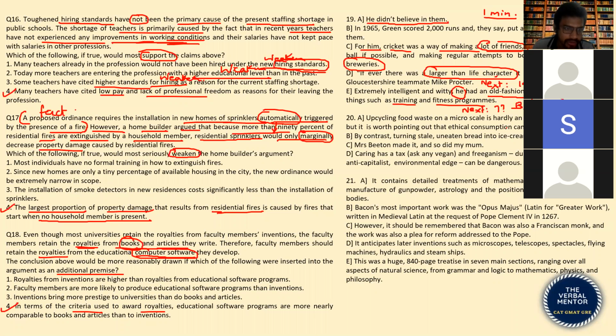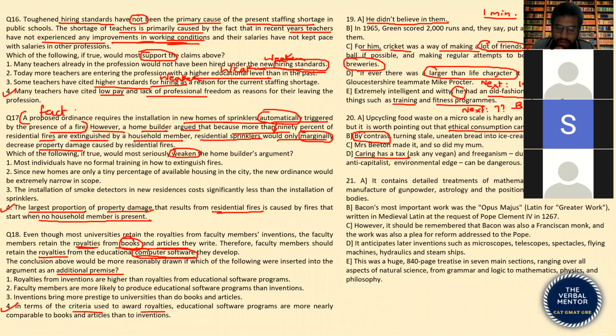I hope some of you at least got it right. But even if you did not get it right, you could definitely get question number 20 right. Now, sentence A tells me that ethical consumption can be expensive. So the next sentence should tell me why and how ethical consumption can be expensive. D tells me so. It says caring has a tax. So it continues the idea. Why is it expensive? Because caring has a tax. So guys, AD is a concrete pair.